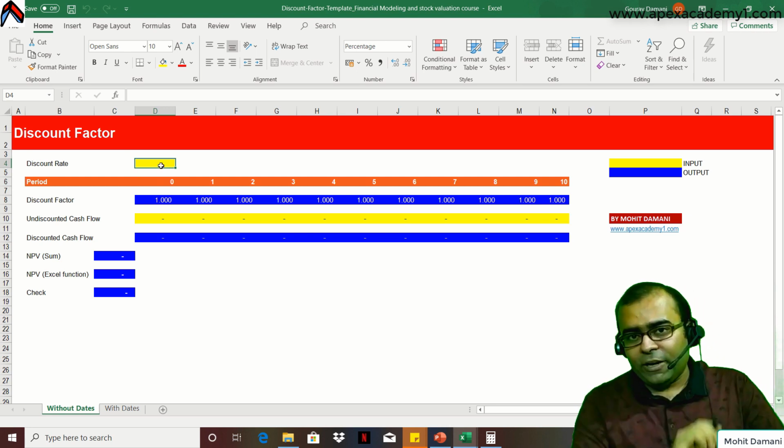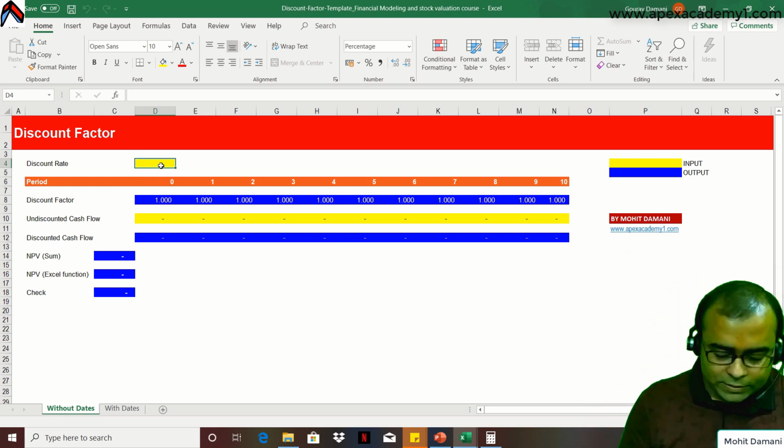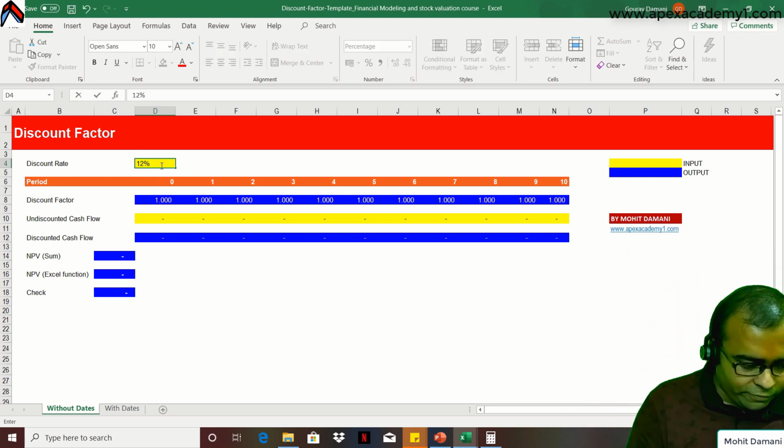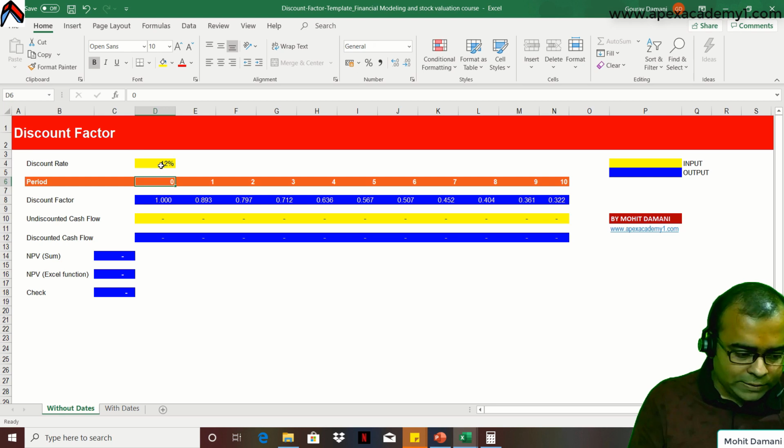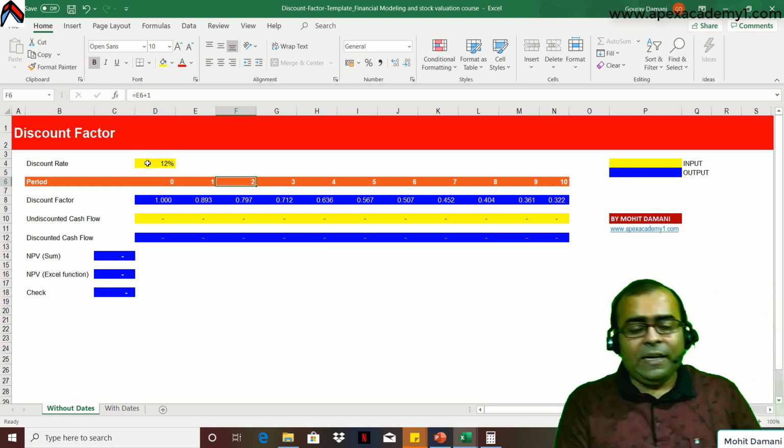This is the rate that we have talked about in our example. What it was, if you are able to recall, was 12%. So let me plug in the number 12. Now, the second thing, the period, indicates the years.